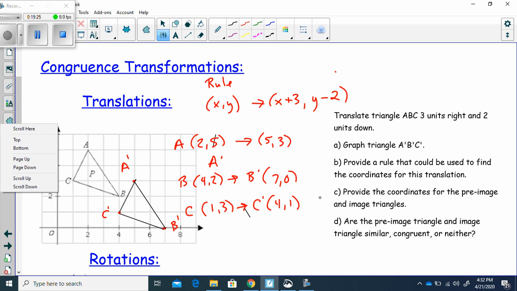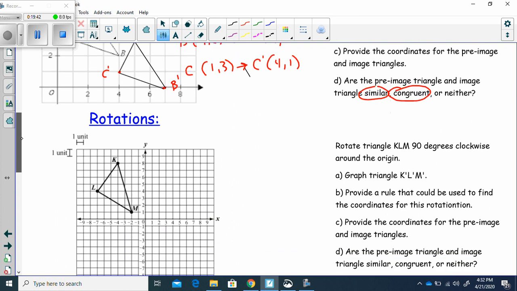Okay, and then it says, are the pre-image triangle and image triangle similar, congruent, or neither? These are congruent. That means they're similar and congruent. Okay? They're similar because they have a scale factor of 1, right? They're congruent because they're exactly the same.